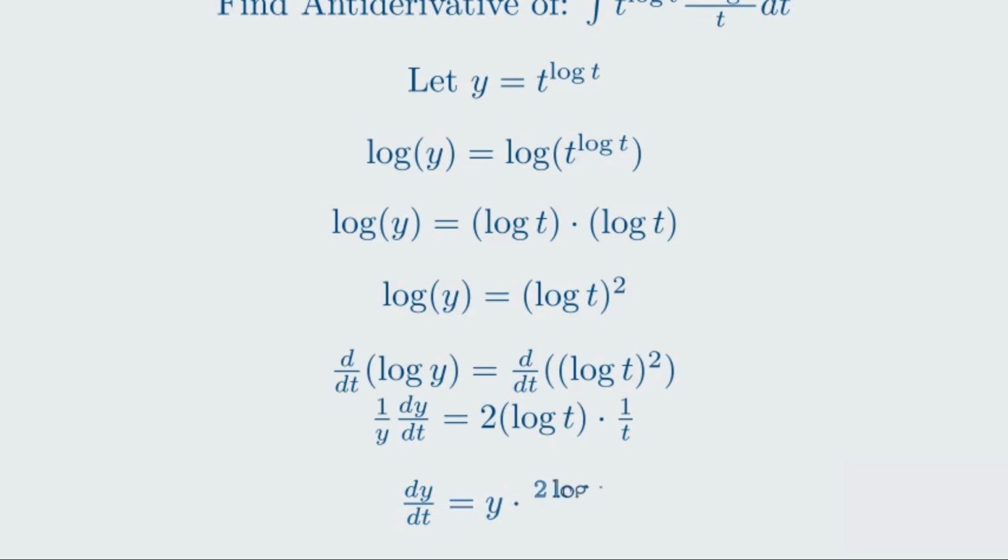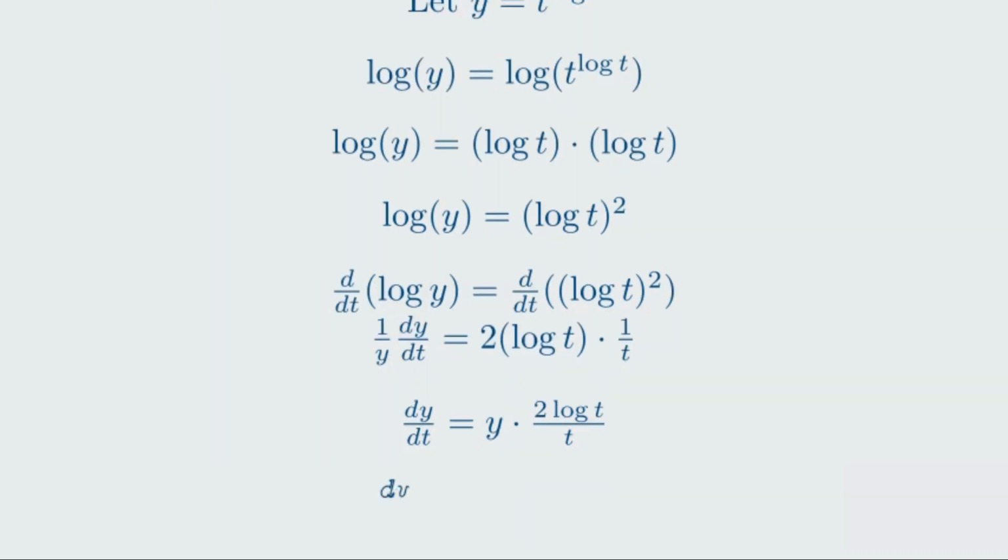Now, remember that our original substitution was y equals t to the log t. Substituting this back for y gives us dy/dt equals t to the log t times 2 log t over t. This looks exactly like the integrand we're trying to integrate. This is the magic of this substitution. If dy/dt equals this expression, then the integral of that expression must simply be y.